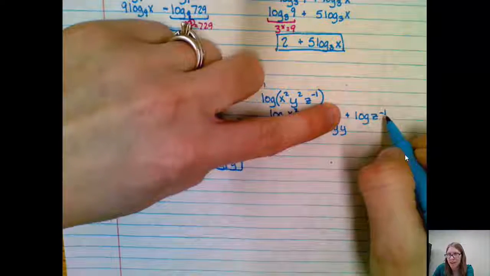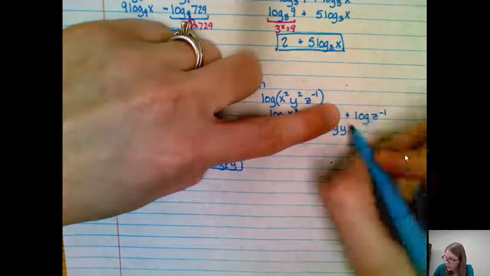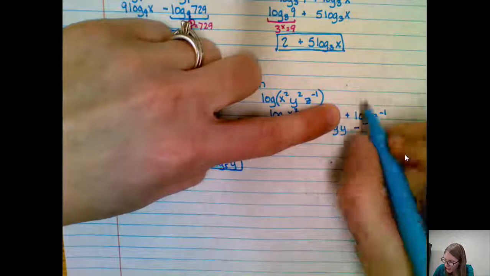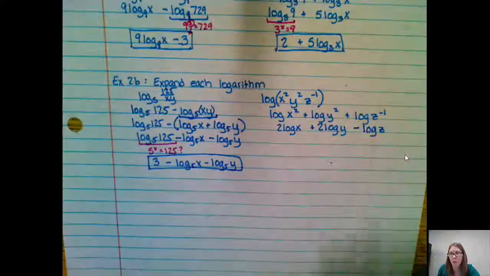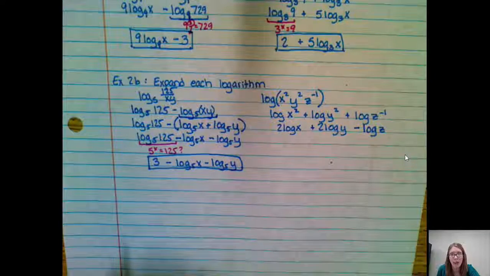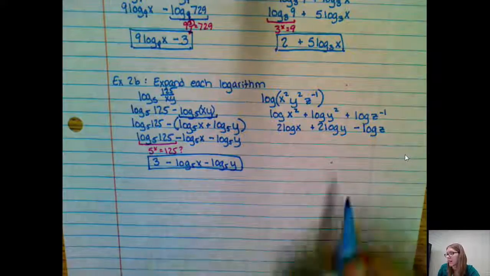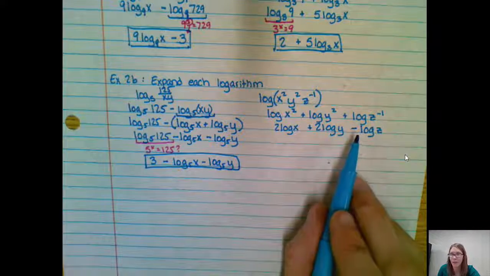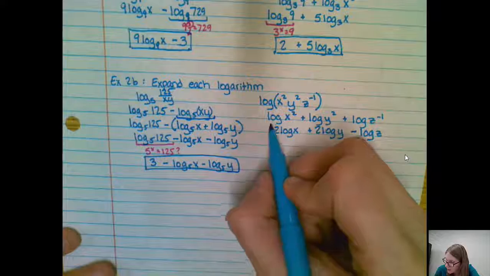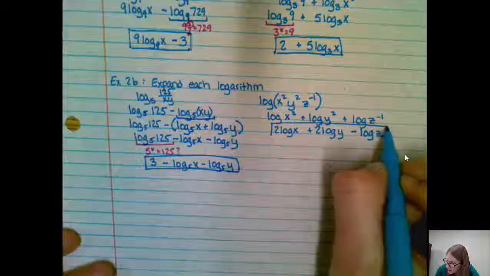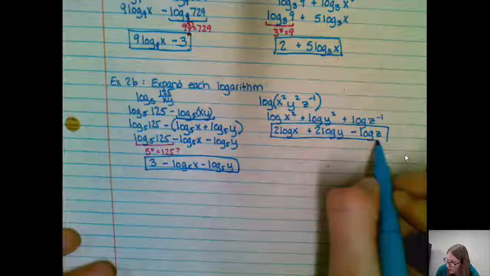And then if I bring this exponent out front, we have plus a negative 1, or just minus 1 times the log of z. And just like with variables, if it's 1x, we don't have to have the 1 written. Same idea here, we don't have to have the negative 1 written here, we just need to have the minus sign. So our final answer here is 2 log x plus 2 log y minus the log of z.